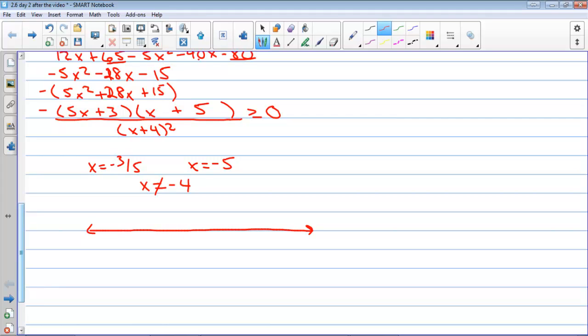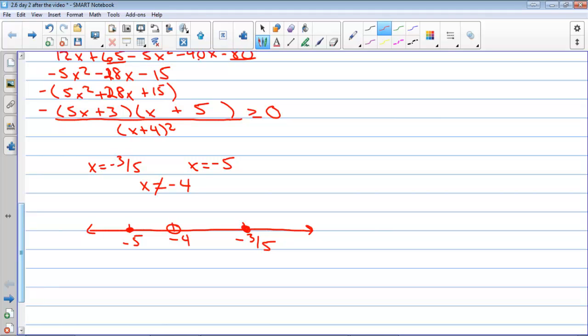Let's get the number line. We got negative 5, negative 4, negative 3/5. I can include the negative 3/5. I can include the negative 5, but not the negative 4 because that's in the denominator.